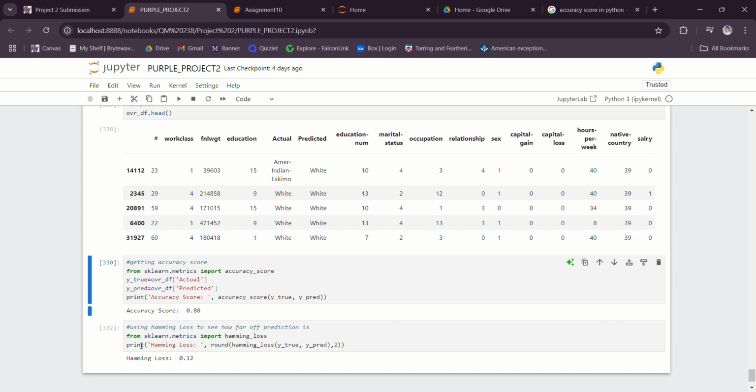I then did my Hamming loss to see how far off the prediction was. Basically, just the opposite of my accuracy score, and I got 0.12 for that.